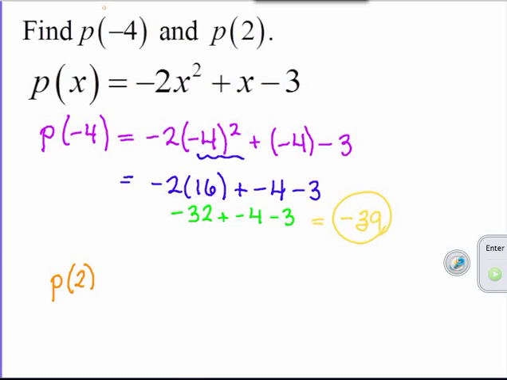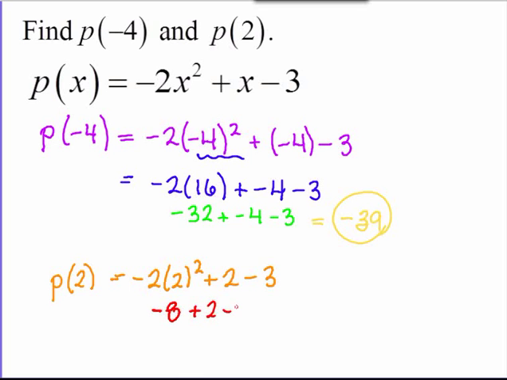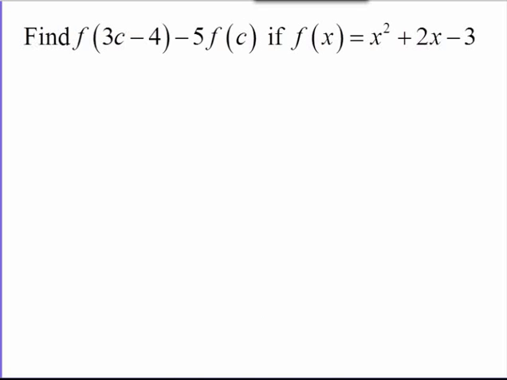If you have P of 2, that means -2 times 2 squared plus 2 minus 3. You know that -2 times 4 is going to be -8. Plus 2 minus 3 should give you -9. All right, so now that's not the only thing we're going to look at. We're going to look at something like this.